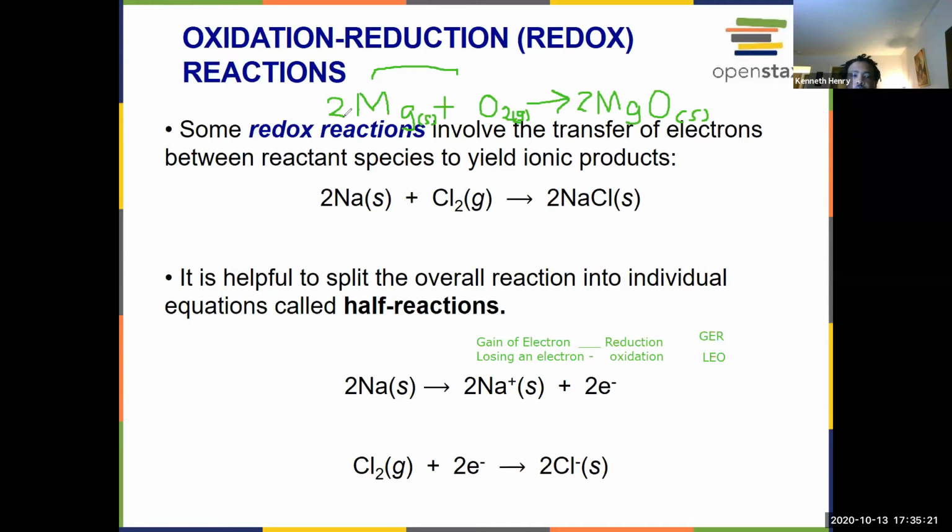Okay, so that's your reaction. But can you tell me the two components that are going to make this happen? So what are the two half reactions? Here, let's put this on the whiteboard. You don't mind, do you? No.